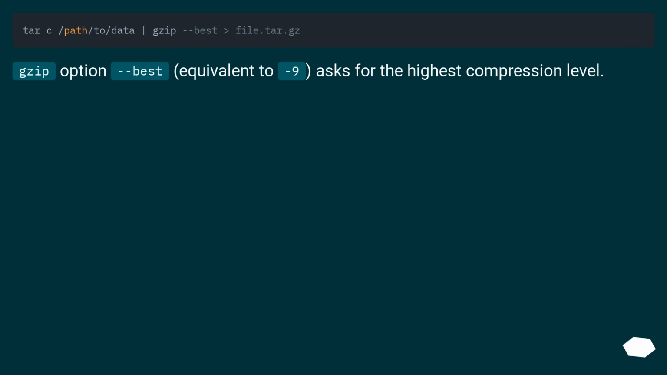Gzip option --best, equivalent to -9, asks for the highest compression level.